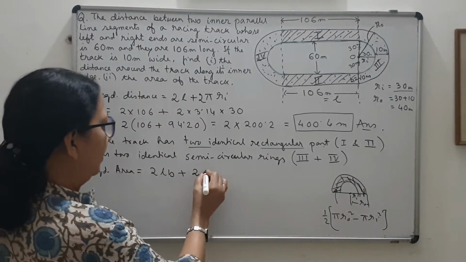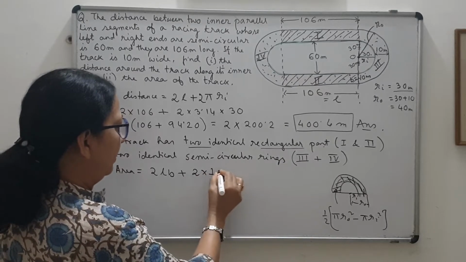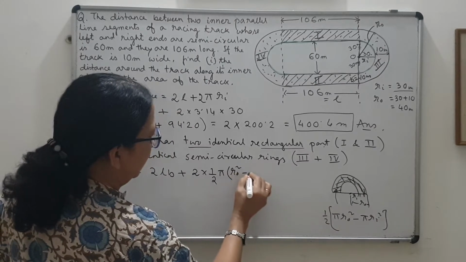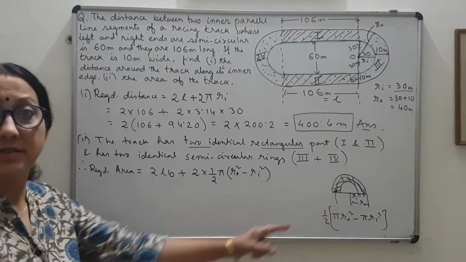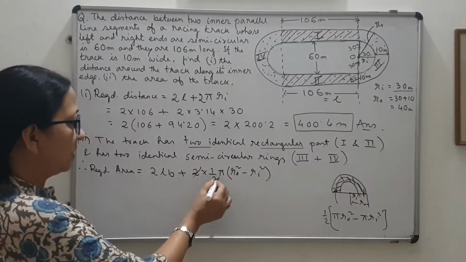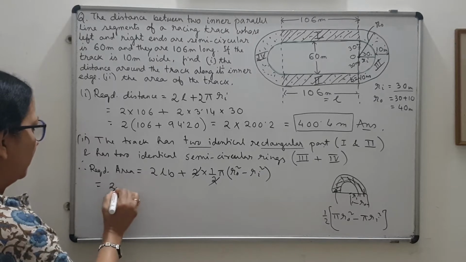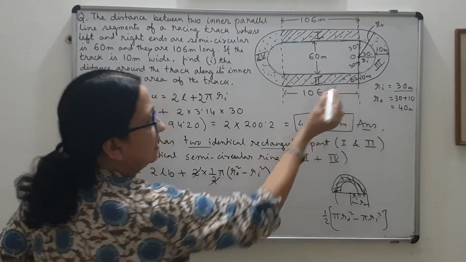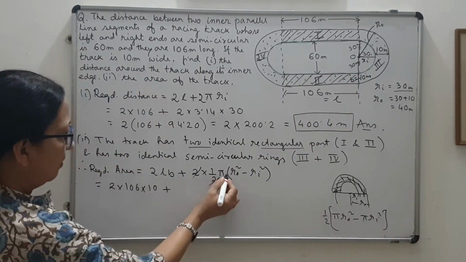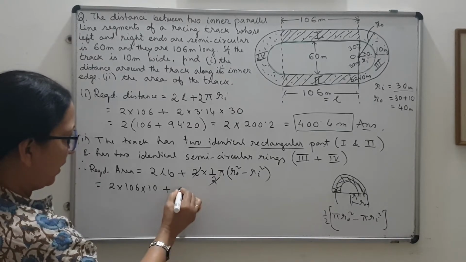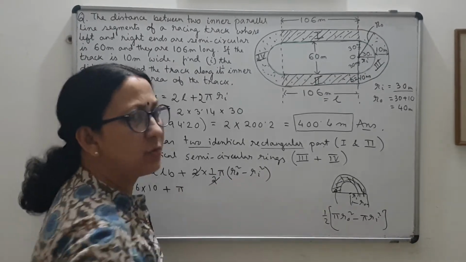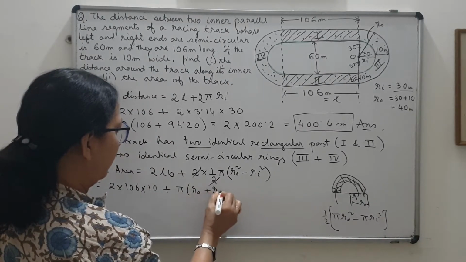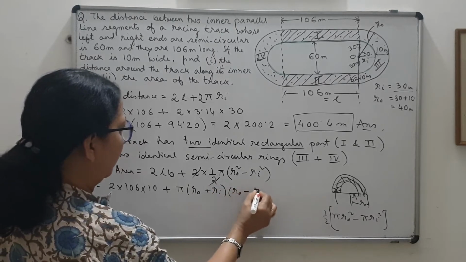So we'll be using this formula. I am writing half pi, and I take pi common, Ro square minus Ri square. I think you have understood why I have written it this way. So these two get cancelled, and we simply put the values, twice. L is 106, and the breadth is 10 meter, into 10 plus pi. Now it is a square minus b square, so I will use the identity a plus b into a minus b, so Ro plus Ri into Ro minus Ri.